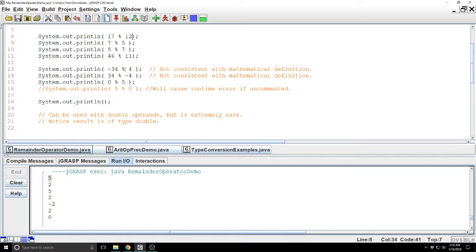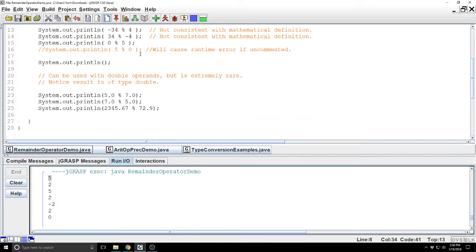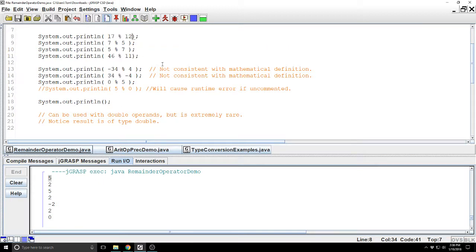The other examples are not really that important. Here I'm doing it with negative numbers, and the main thing is, if you're a math person, a math major, just know that that's not consistent with the mathematical definition that we use. 0 remainder 5 is okay. You'll come up with 0. If you try to do something remainder 0, though, you will get an error, and that will cause an exception or runtime error. And you can use these with doubles as well, but I hardly ever see that done. Mostly just see it used in this manner here. All right, so that's it for the remainder.